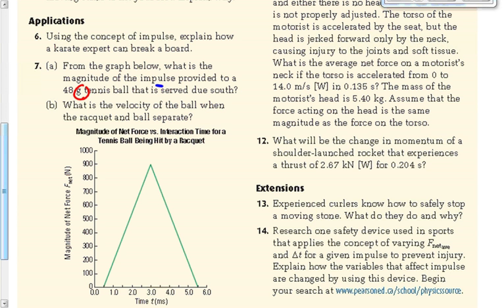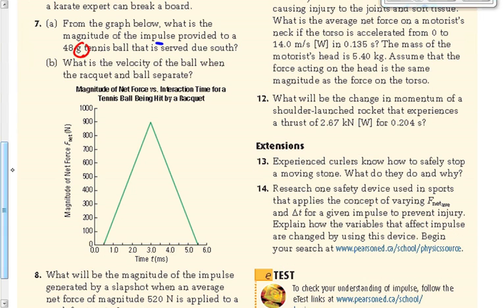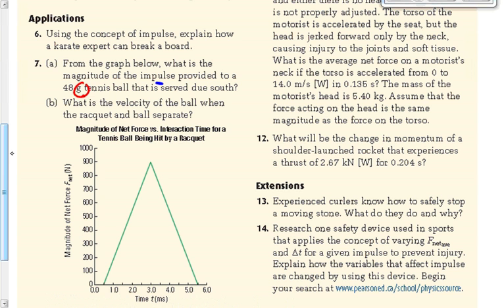48-gram tennis ball that's served due south, and what's the velocity of the ball when the racket and the ball separate? So let's get the impulse first here. We know that the impulse is going to be found by calculating the area, and it's a simple triangle, so let's say the area is simply 1/2 base times height. Now we do have to be a little bit careful with our base.